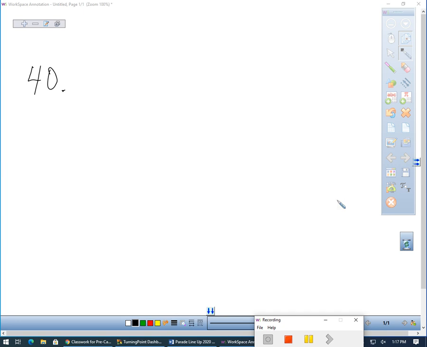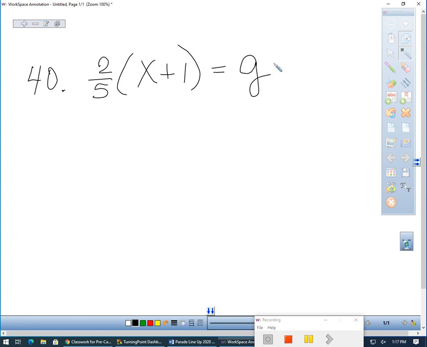All right, so going over yesterday's homework, number 40, the problem looks like this. We have 2/5 out in front, and then an x plus 1 equals, in this case, g. And we want to solve for x. So remember our steps. The first thing we should always do is the distributive property. So we're going to get rid of that parenthesis. Distributing, we get 2 over 5x plus 2 over 5.